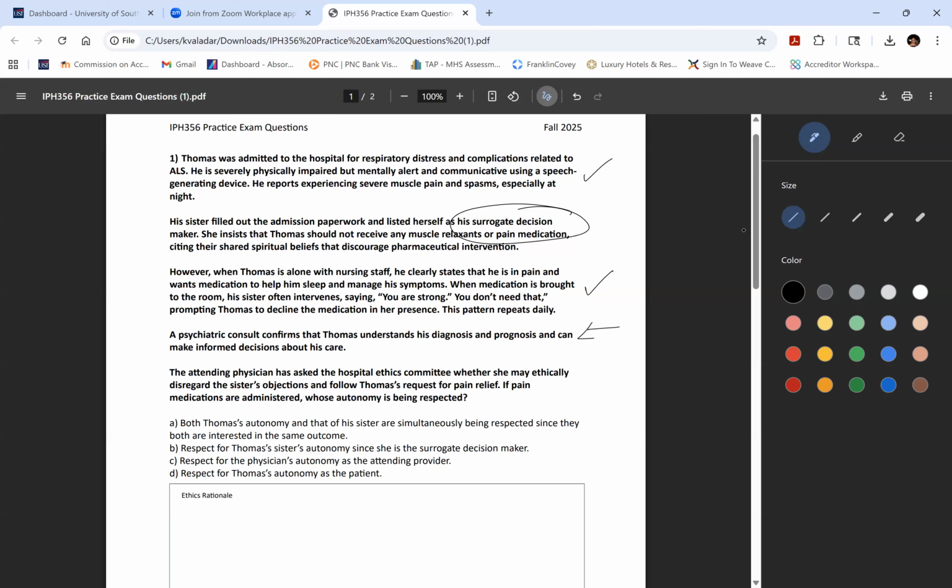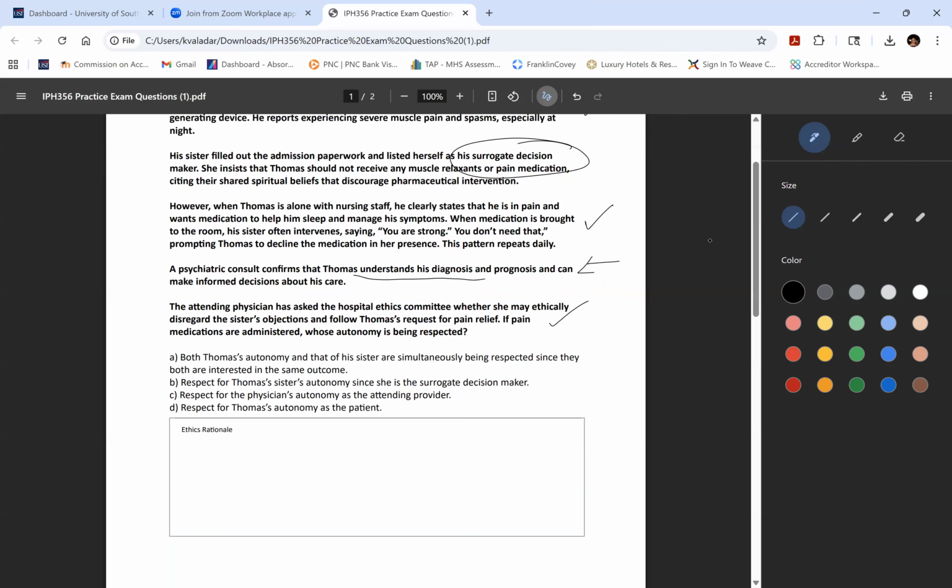But as you go through here, even though Thomas has these medical issues, and of course he has ALS, Lou Gehrig's disease, the psychiatric consult confirms that Thomas understands his diagnosis and prognosis and can make informed decisions about his care. But his sister essentially is saying, no, you don't need the medication. The question then is over here. If pain medications are administered, whose autonomy is being respected?